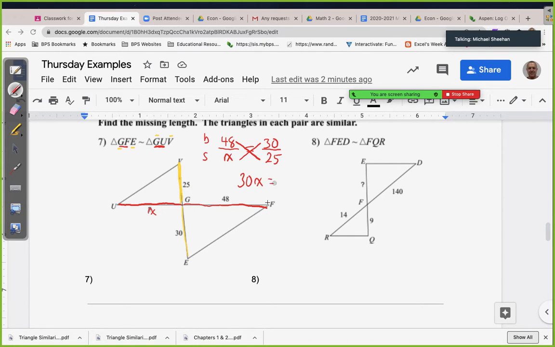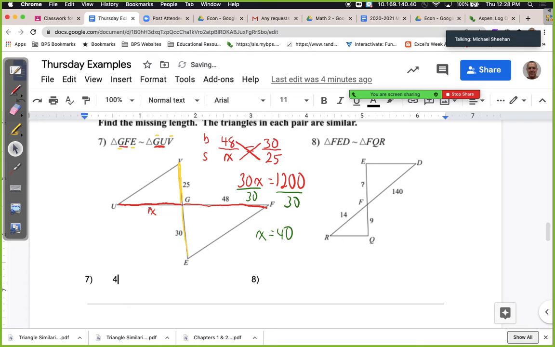30 times x equals, and 48 times 25 is 1200. Now I'm going to divide both sides by 30, and 1200 divided by 30 is 40. So that missing side is 40. We don't know if it's inches or feet or what, it's 40 units.